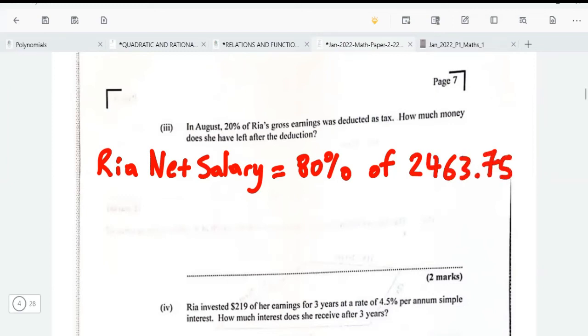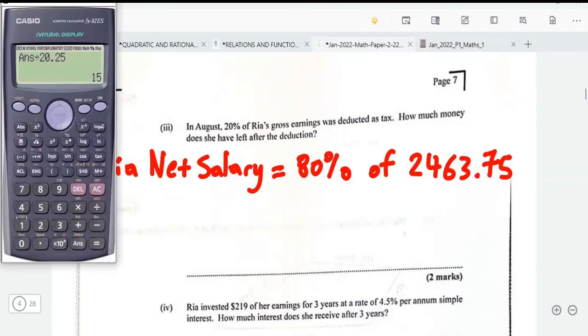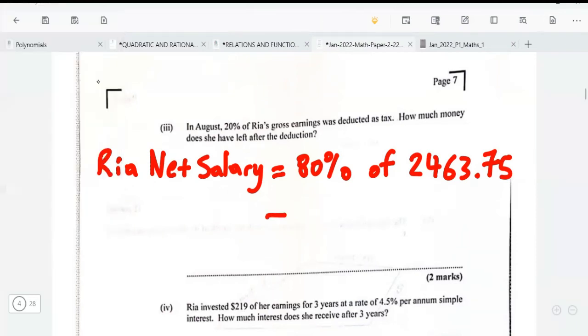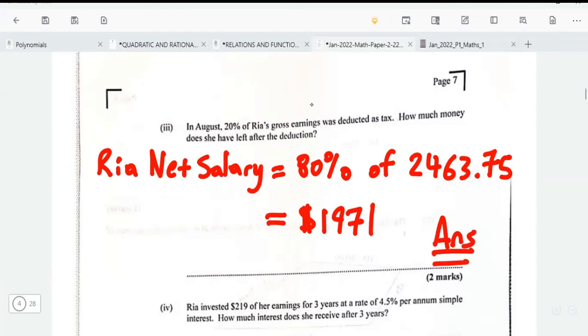So it's 80% of 2,463.75. We're going to take out our calculator and find 80% of that. Remember, 80% of that is 80 over 100 multiplied by 2,463.75. We work that out, and what we get is $1,971. That is Rhea's net salary. No problem. Nice.